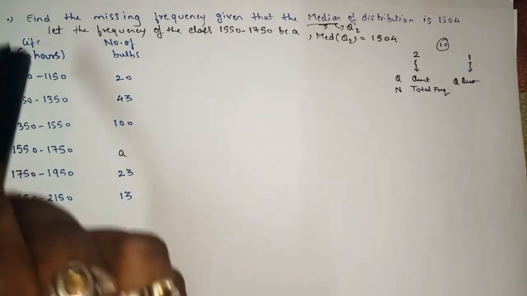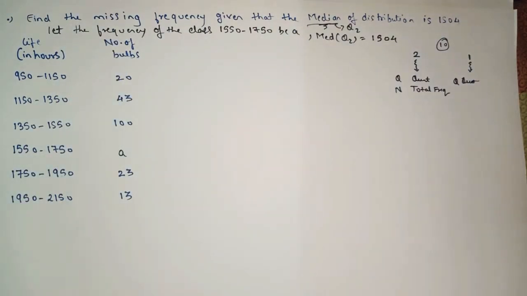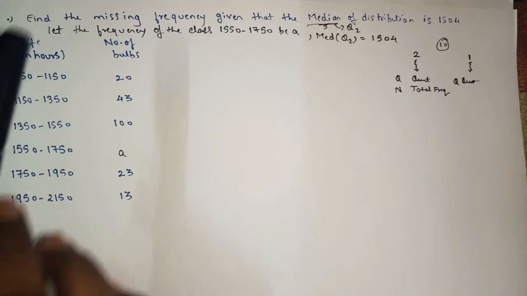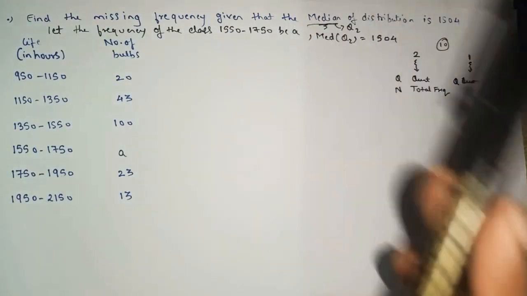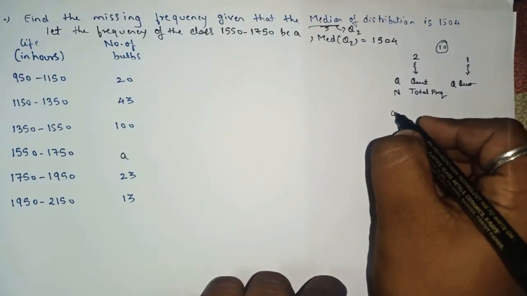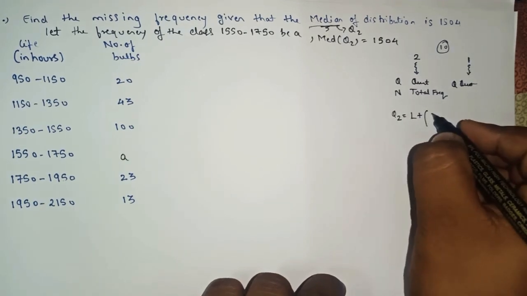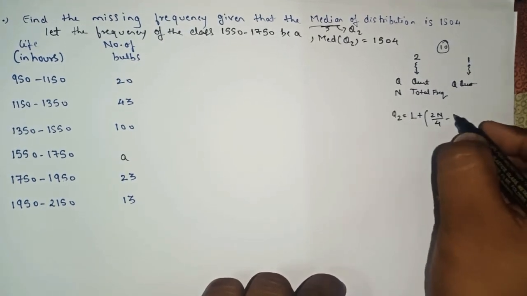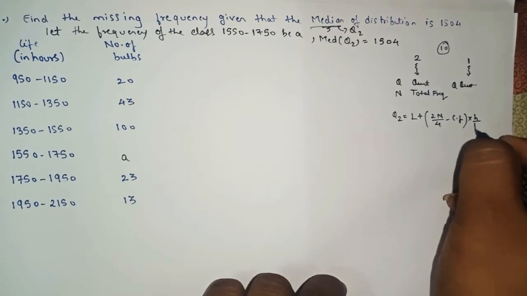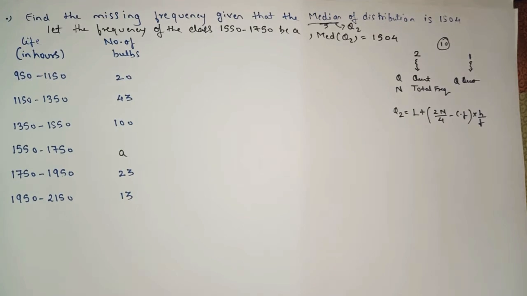So the first part is your class, the second is your frequency, and here one frequency was missing, so we took the missing frequency as A. And in this question we have the value of median. So median means what? It is Q2. So of course for this sum we have to apply the formula of Q2. So what is Q2? It is L plus (2n upon 4 minus cf) into h upon f. In place of 2n upon 4 we can write n upon 2 also. It is up to you.